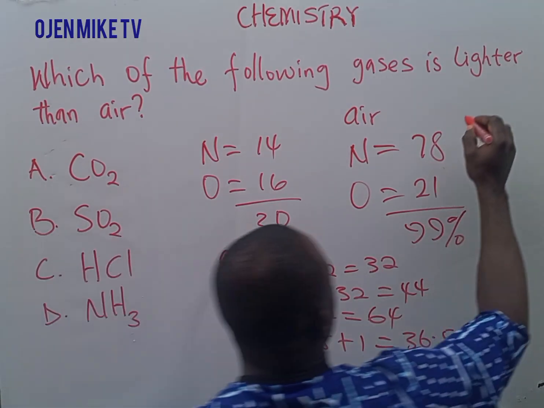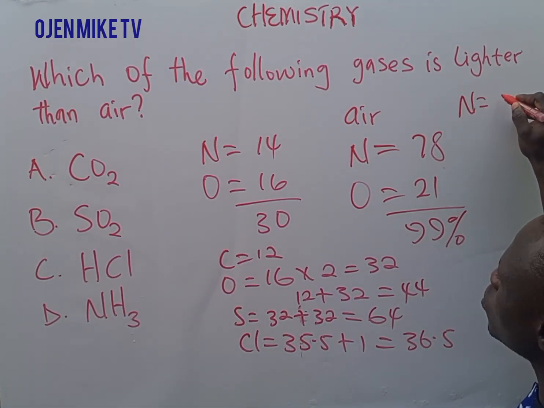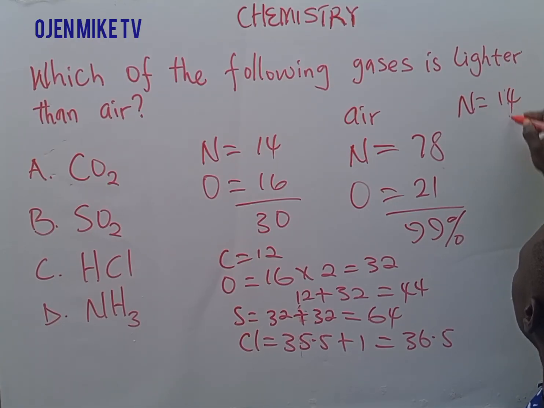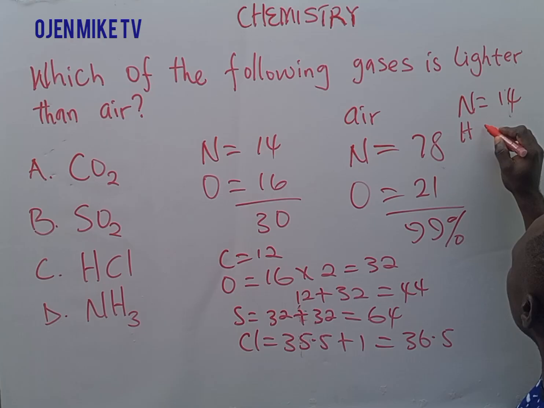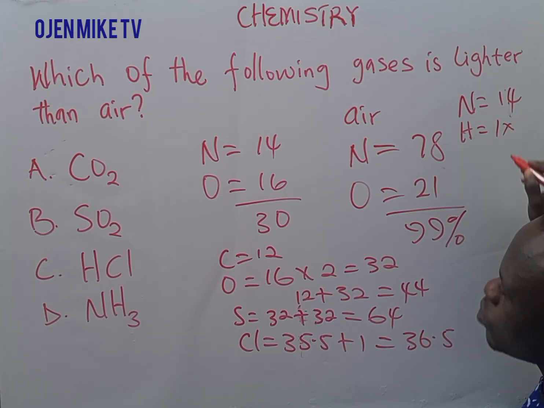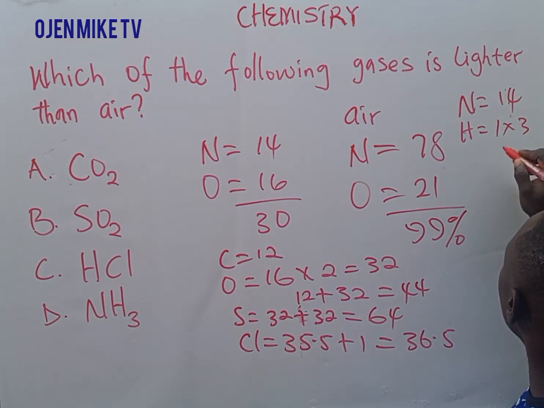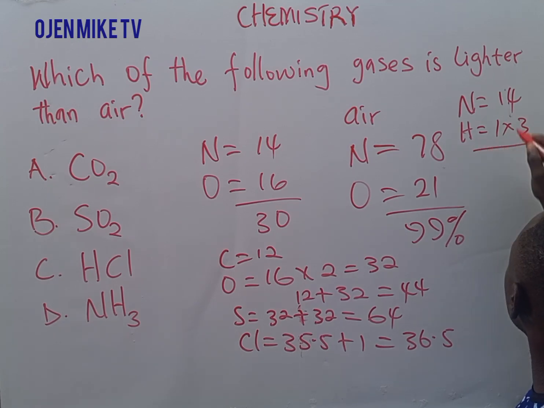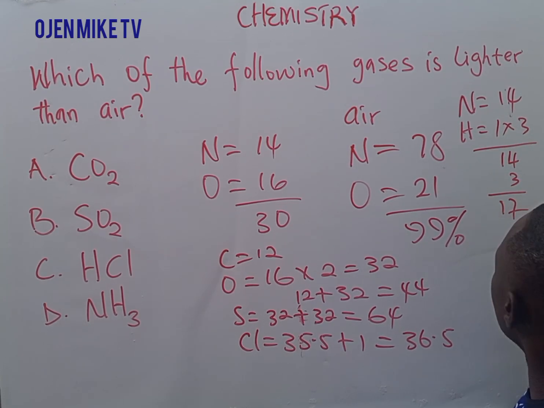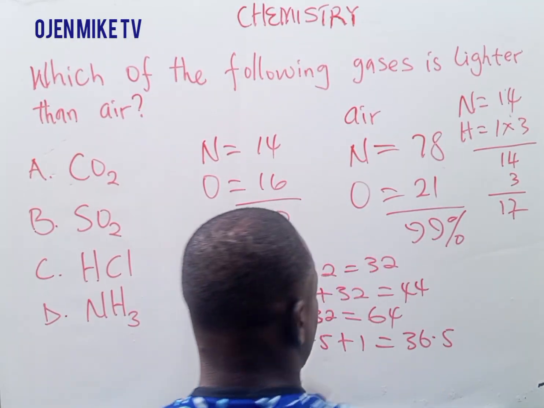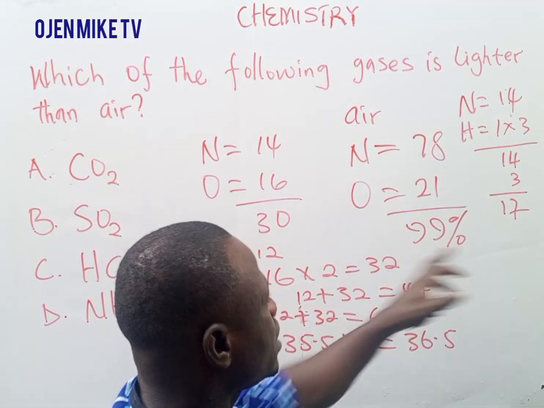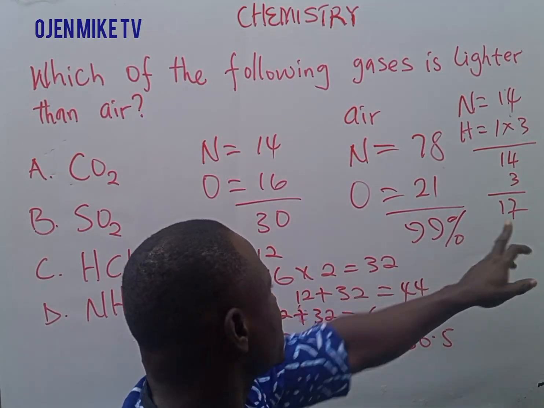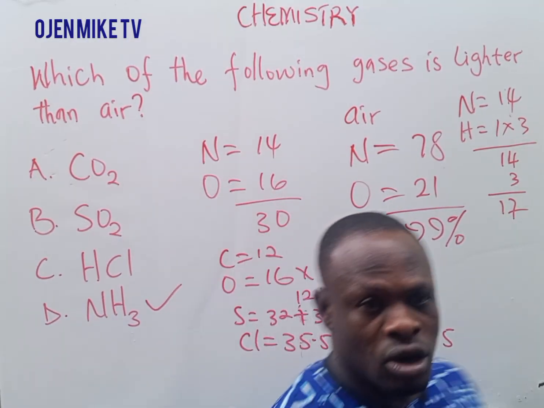Now we go to the next one. We already know that nitrogen is equal to 14, and hydrogen here is 1. Hydrogen has 3 atoms, so 1 times 3 gives you 3. So the total will be 14 plus 3, which gives you 17. So the one that is lighter, you can see that the relative atomic mass of ammonia is less than 30. It is option D.